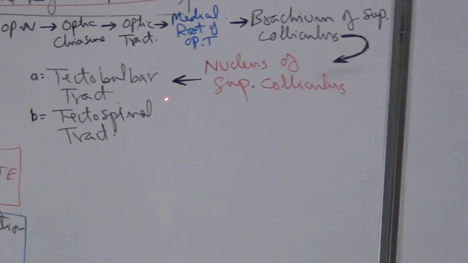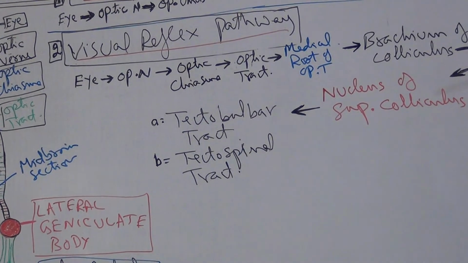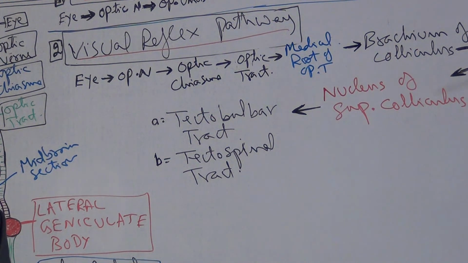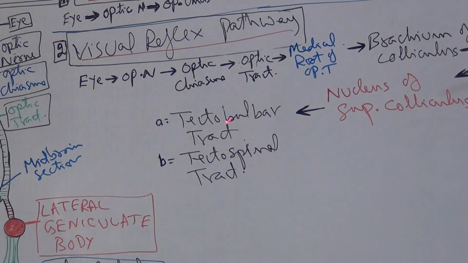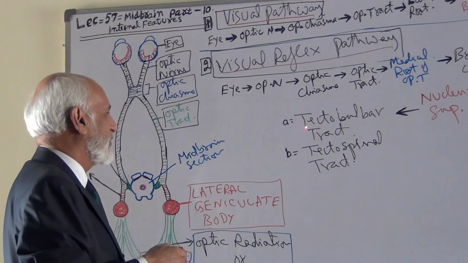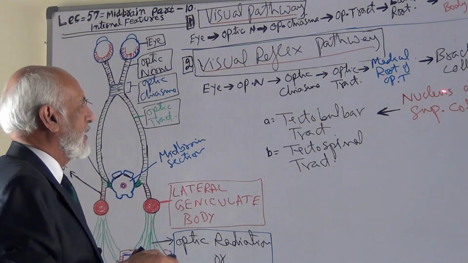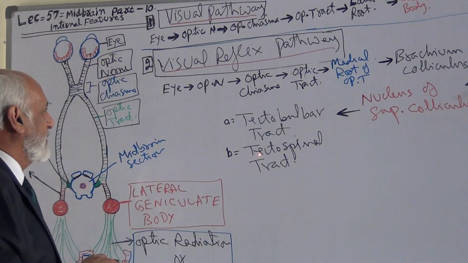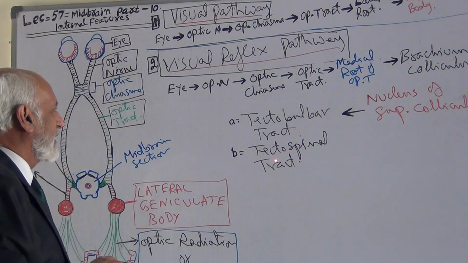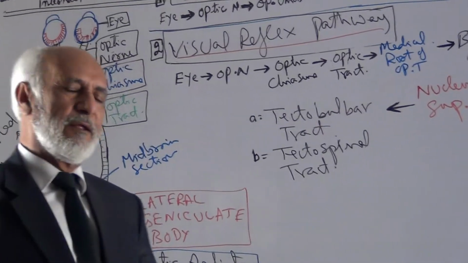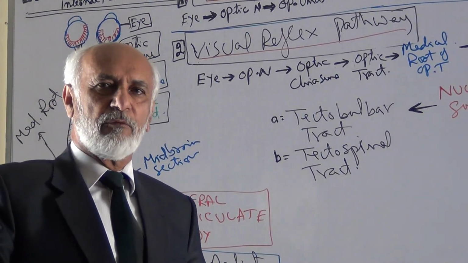From the nucleus of superior colliculus, the tectobulbar tract arises, and its fibers end in the motor nuclei located in the medulla oblongata. It's called tectobulbar tract because the old name of medulla is bulb. Similarly, from the nucleus of superior colliculus, a tract arises which descends and enters the spinal cord, where they terminate at different levels in the anterior horn of the spinal cord. Anterior horn of the spinal cord comprises motor neurons.